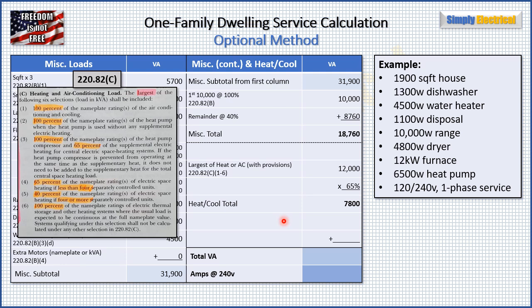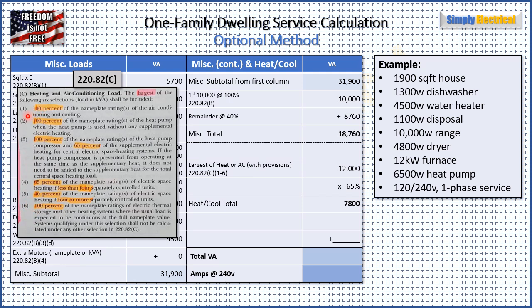Okay, last section is the heating and cooling. Let's read through 220.82c. It says heating and air conditioning load. The largest of the following 6 selections, load in kVA, shall be included. 1, 2, 3, 4, 5, 6. So the largest of these 6 shall be included.